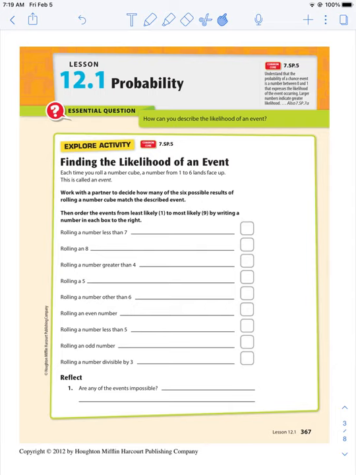All right, let's begin by finding the likelihood of an event. The experiment that we'll be looking at is rolling a dice. A dice has 6 faces, numbered 1 through 6. So rolling each number, 1 through 6, is called an event. Rolling a 1 is an event, rolling a 2 is an event, etc. So they listed some events here. We're going to describe how likely they are, and then we're going to rank them in the boxes over here.